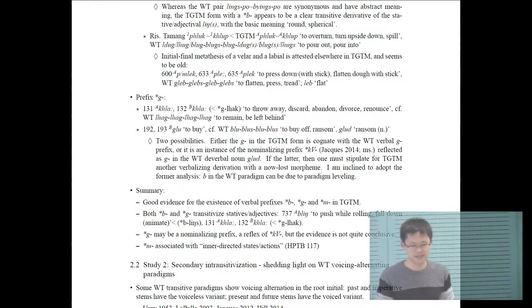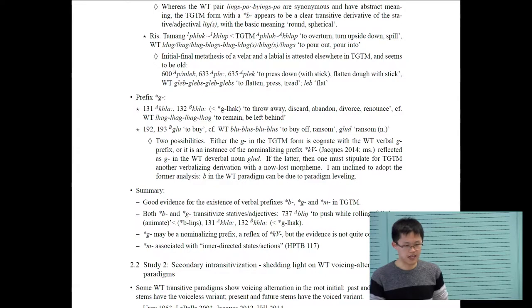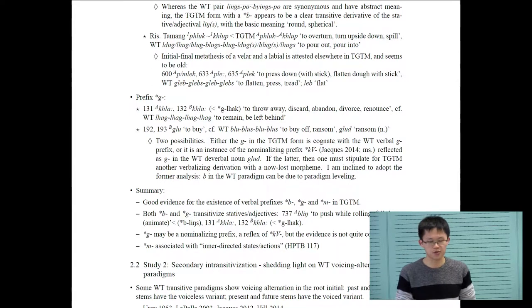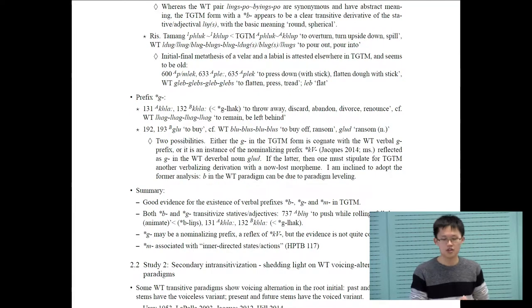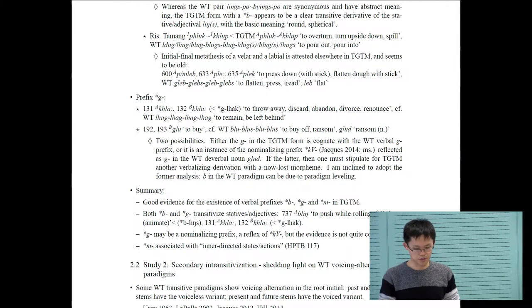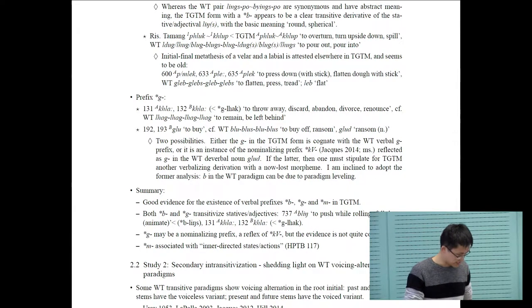How about prefix g? We find also very good evidence. So TGTM kla, to throw away, discard, abandon, divorce, renounce. The cognate for that in written Tibetan is in fact an intransitive verb plak, to be left behind, to remain. Now this also, as we saw before, shows the semantic effect of derivation by the G prefix, which is transitivizing. Glue, to buy. In written Tibetan, you have this paradigm blues, to buy off, ransom. You also have this deverbal noun form, ransom, glued.